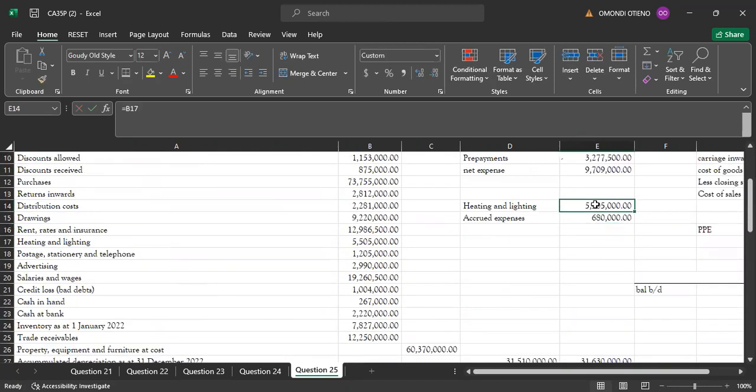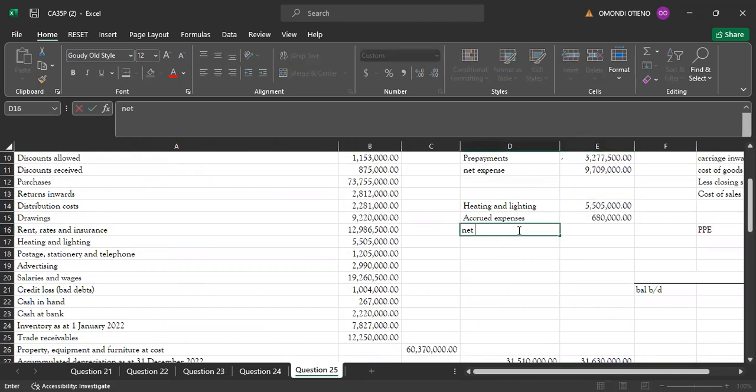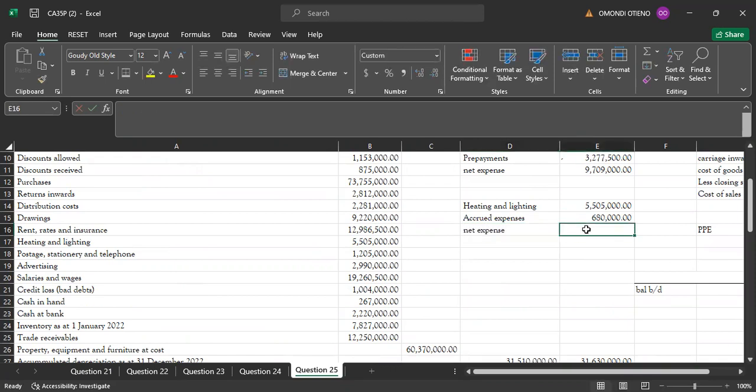So the expense that has been charged for the current year plus what was not paid will give us the net expense. So when you are going to record now the heating and lighting in our statement of comprehensive income under expenses, we are going to indicate the summation of these two. We are going to indicate the summation of these two for us to get net expenses.